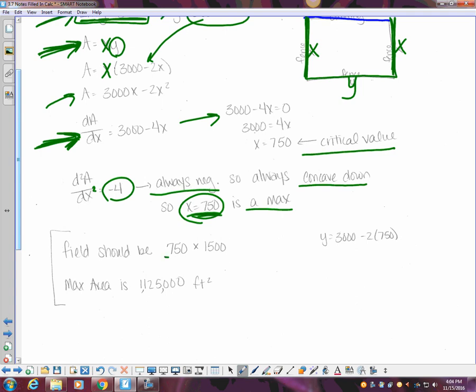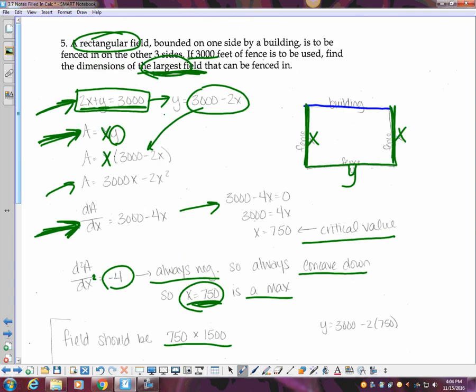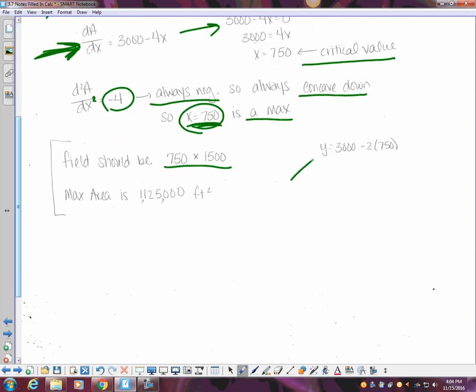So I've got the field should be 750 by 1500. Okay, well, let's see where I got the 1500. Well, remember this formula up here that found y? Y equals 3,000 minus 2x. Well, that's this, and I know that x is 750, so I'll plug the 750 in for my x, and that's where the 1500 came from. Then the actual area is literally length times width, and I got 1,000,000 and some change feet squared.